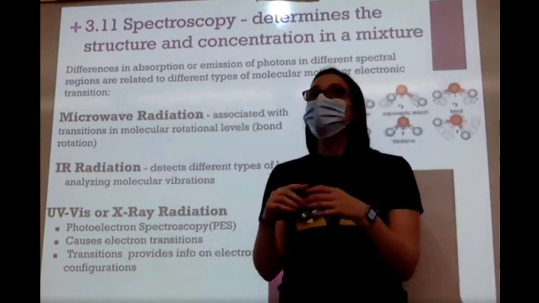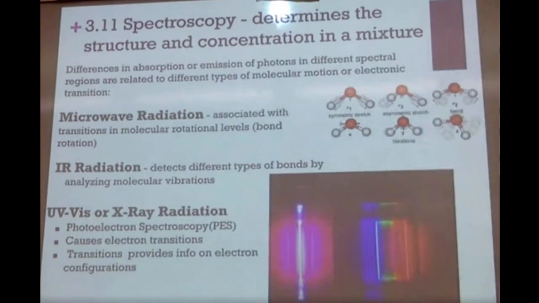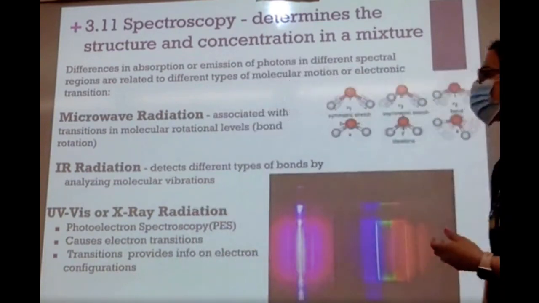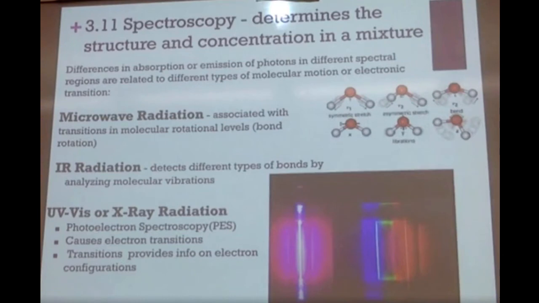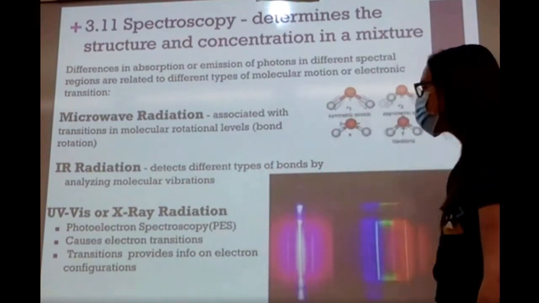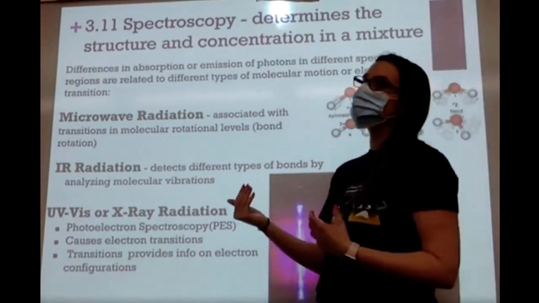Microwave radiation is looking at how molecules rotate. So microwave radiation is associated with molecular rotation. Infrared radiation. So we have something called IR spectroscopy that we look at with organic a lot more. IR looks at different types of bonds by looking at molecular vibrations. So single bonds vibrate differently than double bonds, which vibrate differently than triple bonds.